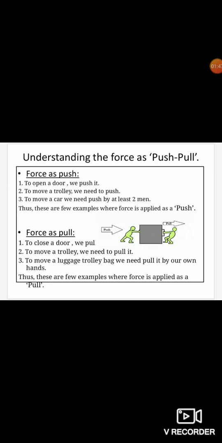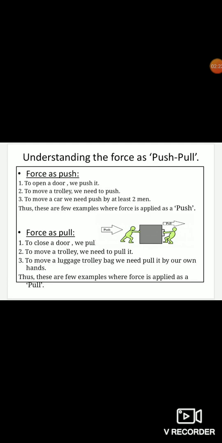In the beginning we are talking about force as push. Applying force in a direction away from us is known as push. Basically, when you give a force away from your body, that is a push. Suppose we want to kick a football. While playing football, by kicking the ball, we make the object move away from ourselves. This is known as push.